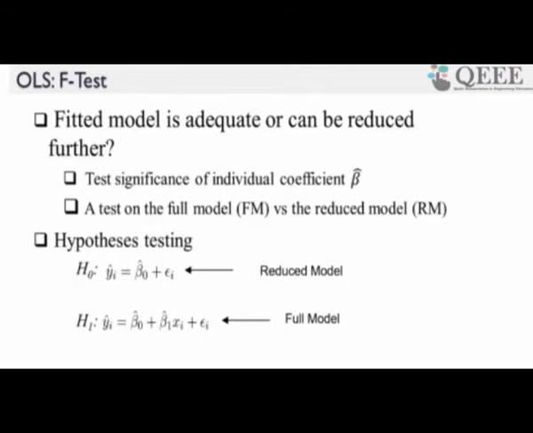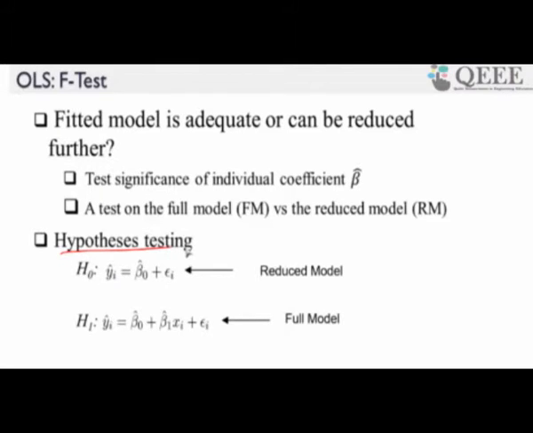Another thing that you could do is build two models. One is a reduced model and another one is a full model, and then you can do a test to check whether the full model is giving you any extra information over the reduced model. So this can be done using hypothesis testing. So let's illustrate this here.